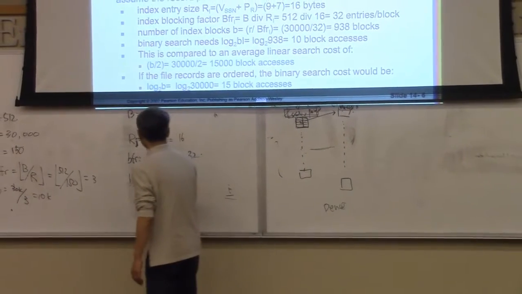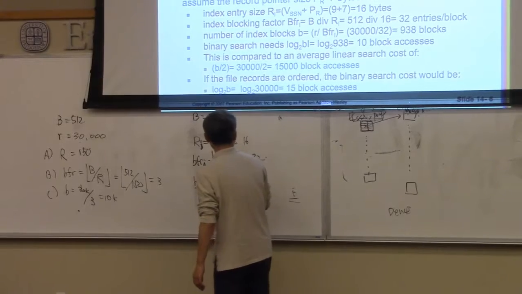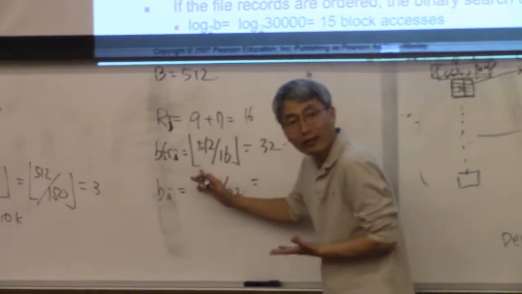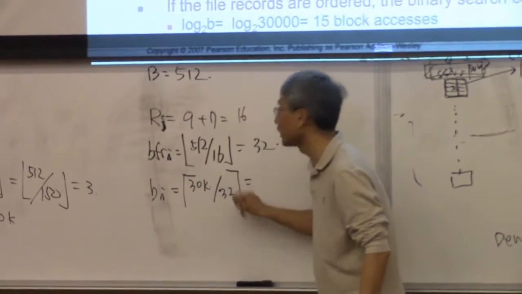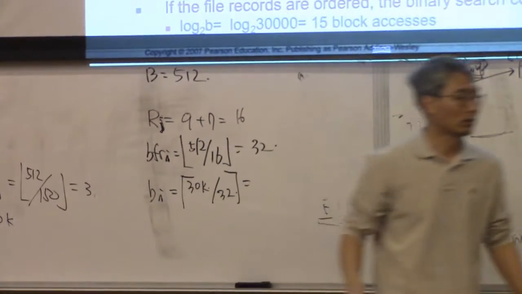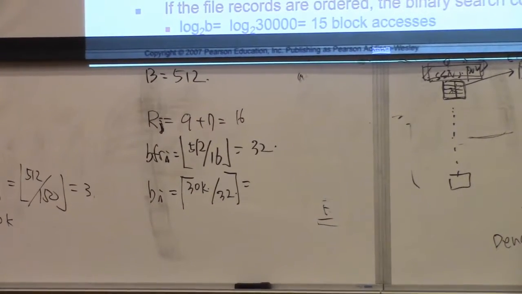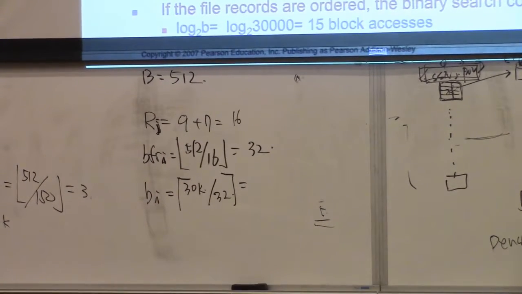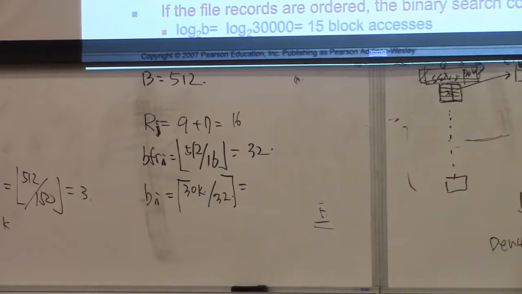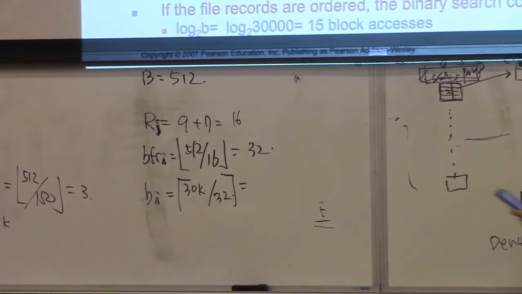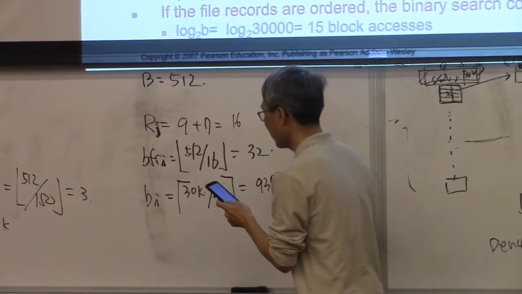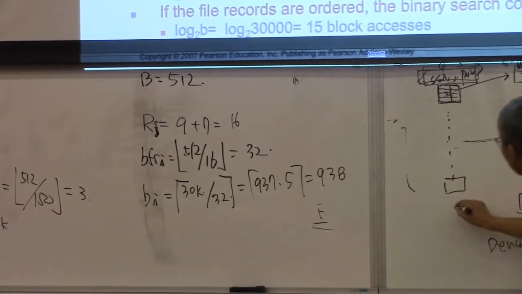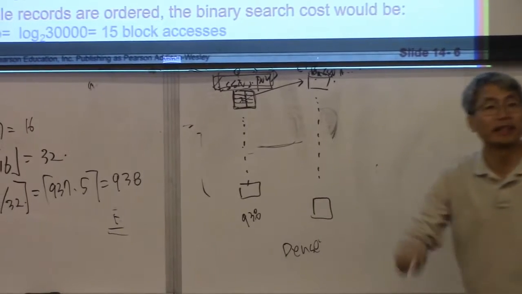So how many? 30,000 divided by blocking factor 32. Even if it's a 0.001 remainder, it should be one entire block. So what's the value? 30K divided by 32 is 937.5, so total 938. We need 938 index blocks.